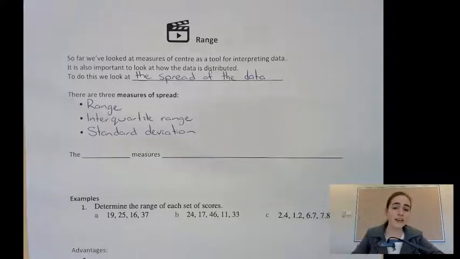There's three ways that we can measure how spread out the data is. We've got the range, which is what we're going to have a look at today. And then we've also got the interquartile range and the standard deviation, which we'll look at in other videos. So the range measures the distance between the highest score and the lowest score.